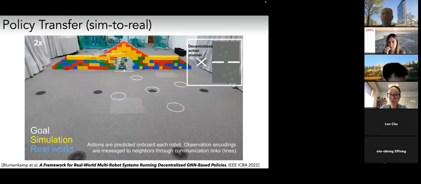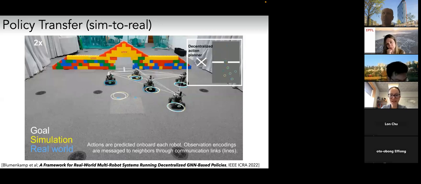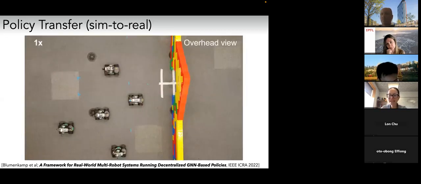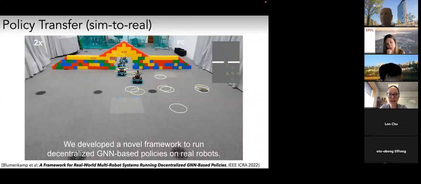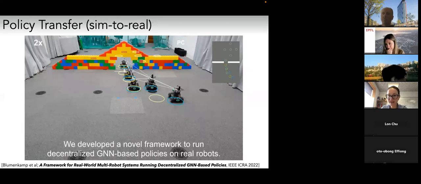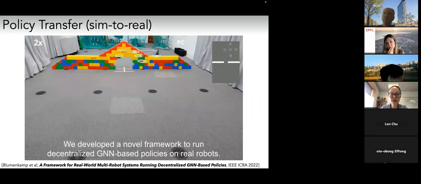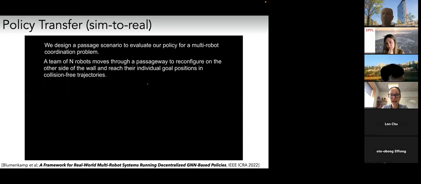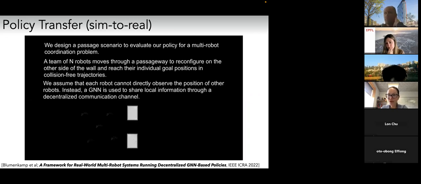We do, however, observe that there is a graceful performance degradation as we progress through this physical ablation analysis. And you can visually see it as the robots have a slight delay with respect to the virtual layovers. But the good news is that the GNN-based policy is robust. It's robust to any major shifts in distribution of communications from simulation to real, and we're still able to successfully solve the problem.